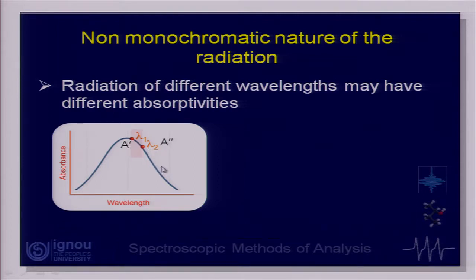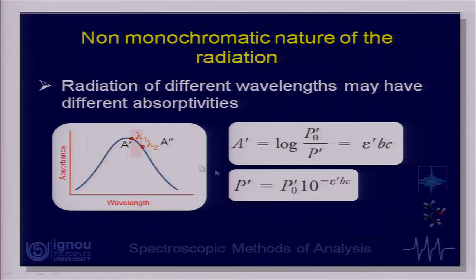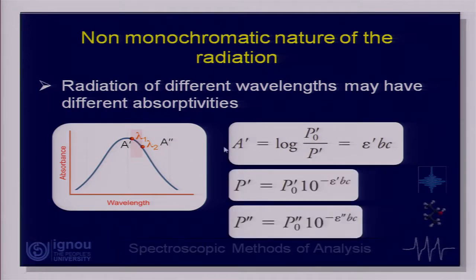So what happens as a consequence is that, if you recall from our Beer-Lambert law, if you arrange it differently, A prime, the absorbance at lambda 1, is log of P naught prime by P prime, equal to epsilon prime b c. If I rearrange that, I can say that P prime is equal to P naught prime times 10 to the power minus epsilon prime b c, and similarly for P double prime.